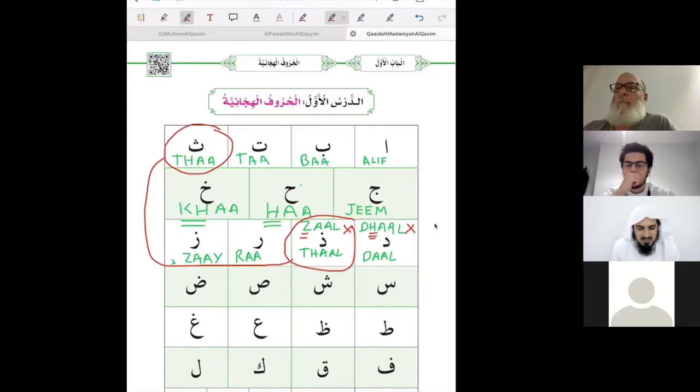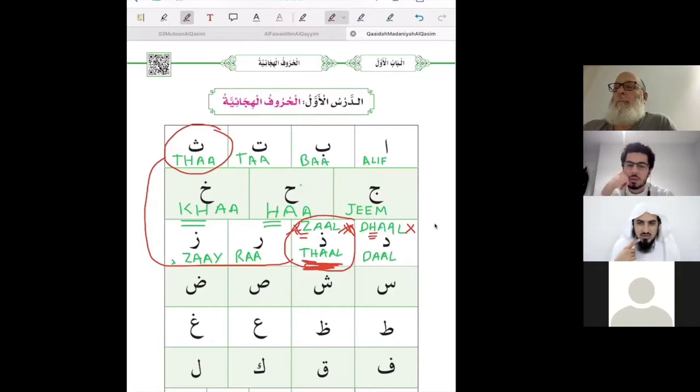I'm saying that when you are saying this letter here, let me mark it for you. When you are saying this letter here, can you see it? Yeah, Sheikh. Don't say Zal. Don't say this. Say this, Zal, not Zal.